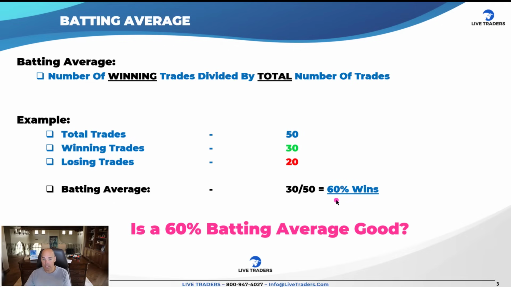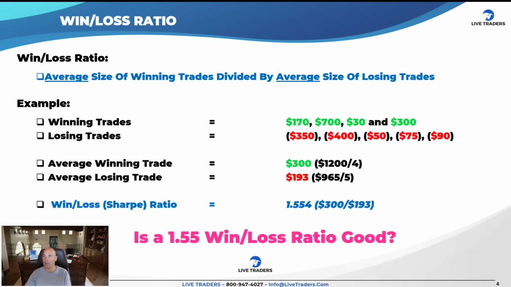So, no, a 60% batting average in and of itself, by itself, is meaningless, literally meaningless. Okay? Because if the 40% of the time when you lose, you lose more than when you win the 60% of the time, you're a losing trader. So don't get caught up in just batting average, okay? And then we go to this, win-loss ratio, Sharpe ratio, whatever you want to call it.